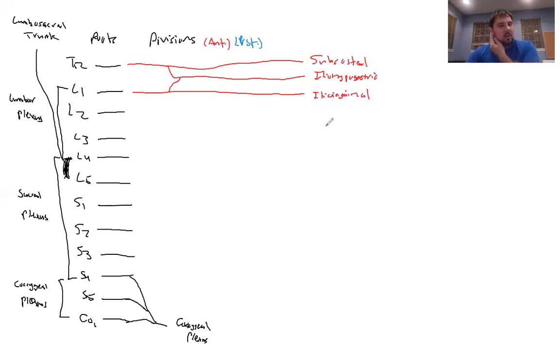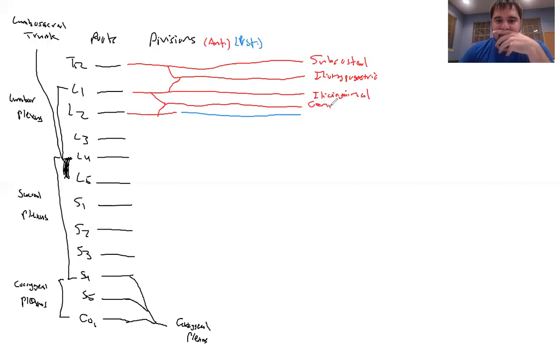Okay, moving off that, going to L2. L2 is kind of different because the L2 division starts on the anterior side of the body, but then it's going to move to the posterior side of the body. But before it does that, it's going to combine fibers with L1. So L1 and L2 are going to combine fibers, and they're going to form their own nerve, the genitofemoral nerve.